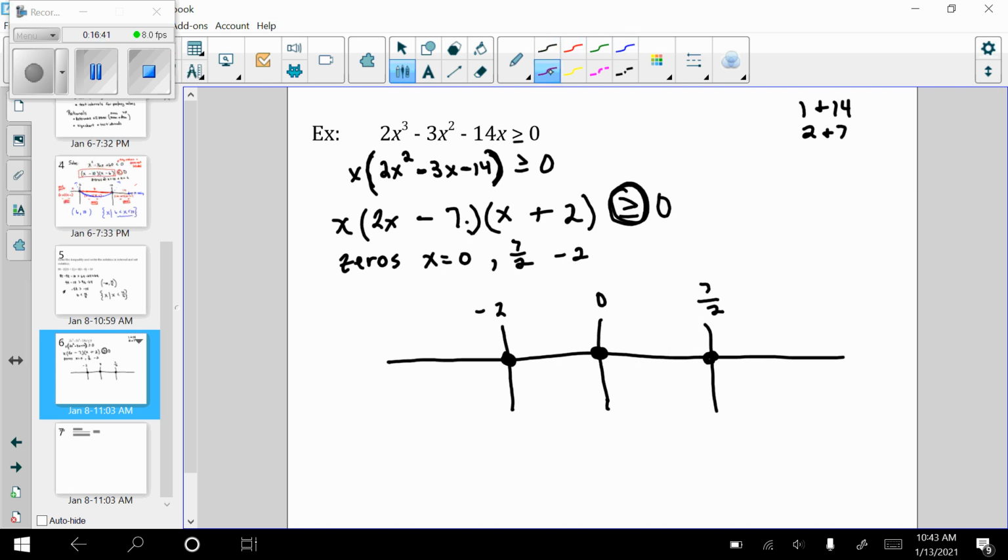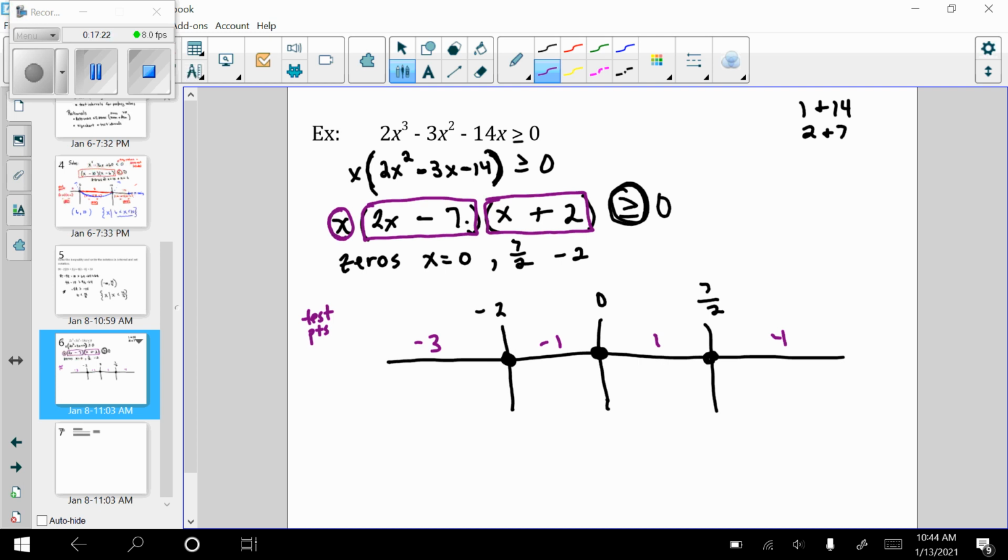Okay, so now I need to find points in these intervals. So less than negative 2, I can use negative 3. Between negative 2 and 0, I can use negative 1. Between 0 and 7 over 2, I'm going to use a positive 1. And here I think I'm going to just use a 4. Okay, so now remember, these are your test points. So I'm going to be plugging these in this factor, and this factor, just like I did before. This time I'm not going to write them out for you. We're just going to calculate the positive, negative value in our head.